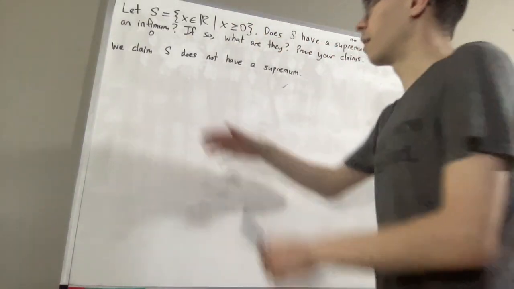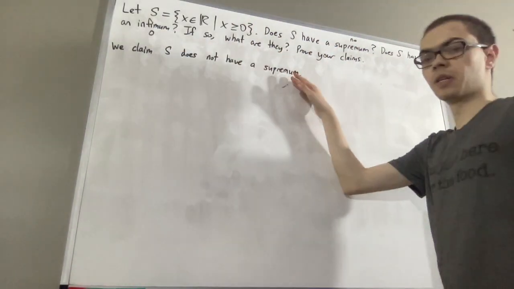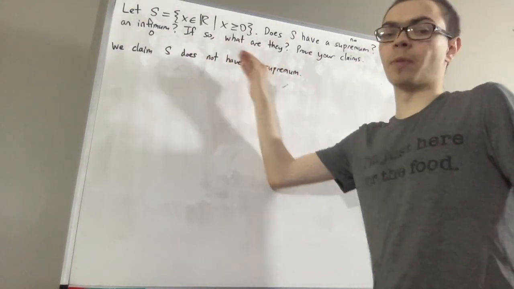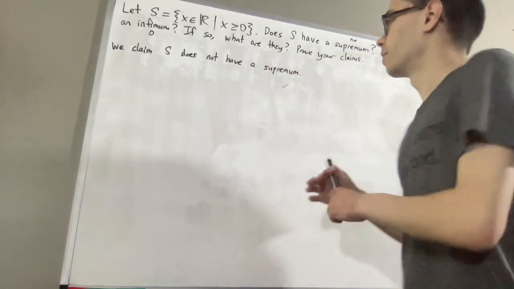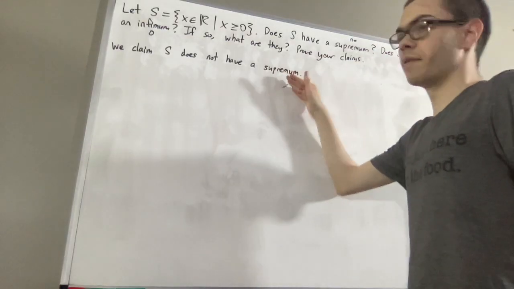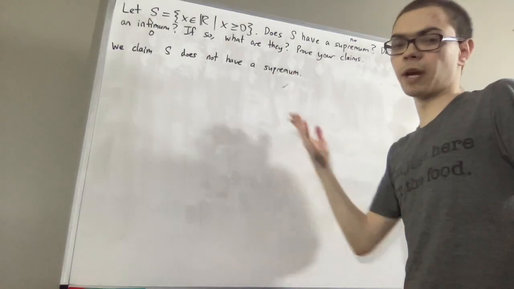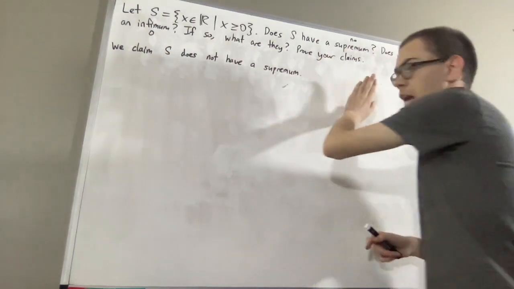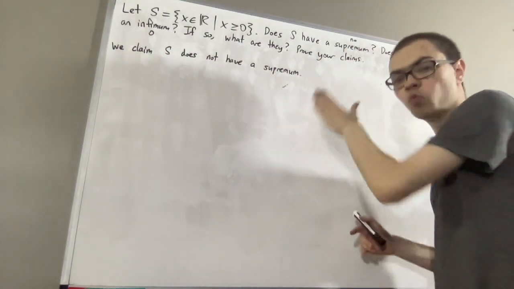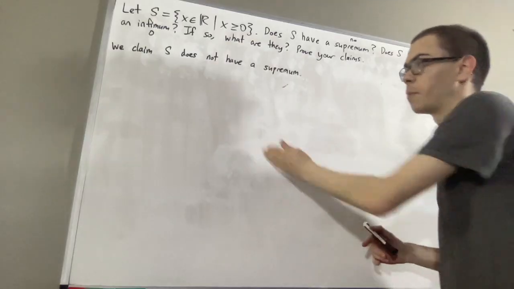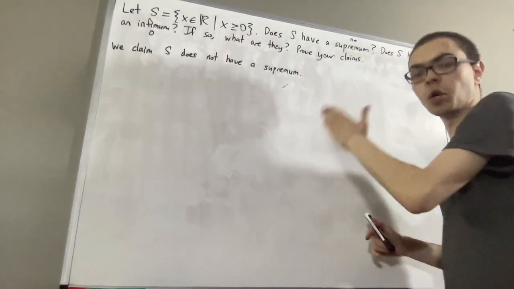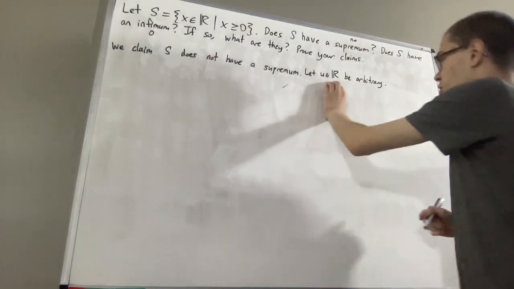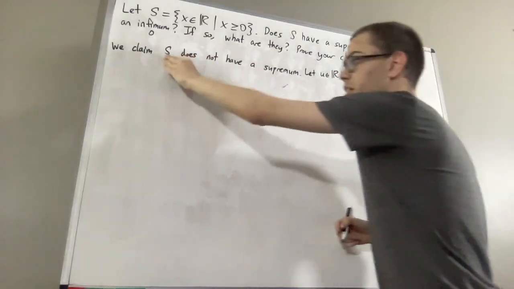So we claim that S does not have a supremum. And so to show this, it's enough to show that S doesn't have an upper bound, right? Because if S has a supremum, then the supremum would be an upper bound, right? S doesn't have any upper bounds. So how do we show S doesn't have an upper bound? We're going to show for every real number U, U is not an upper bound of S. So let's consider an arbitrary real number U. From here, we're going to show that U is not an upper bound of S.